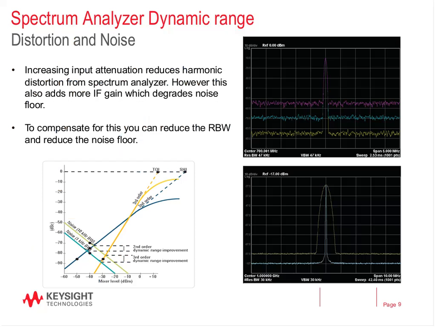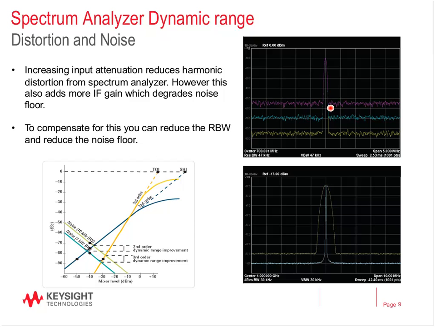And to give an example of this, let's say you have a large signal you want to review, but you need to increase the attenuation on the front end of the spectrum analyzer to reduce harmonic distortion from the spectrum analyzer. So in this case, you might add 10, 20, 30, 50 dB of attenuation. However, this adds more IF gain, which in turn degrades phase noise, or the broadband noise of the spectrum analyzer. And that's what we're showing over here.